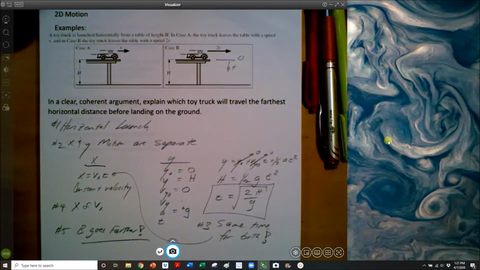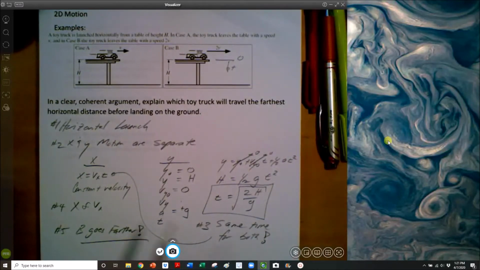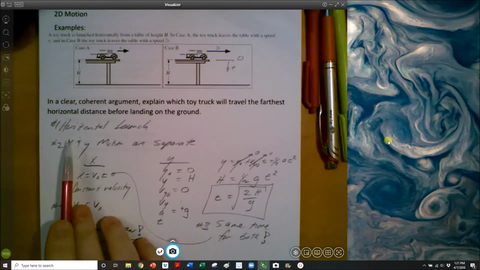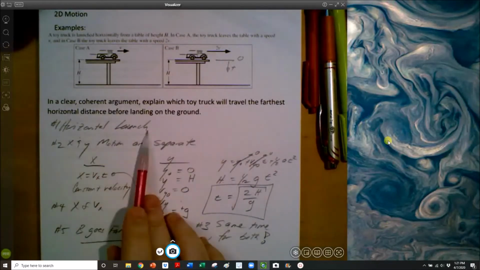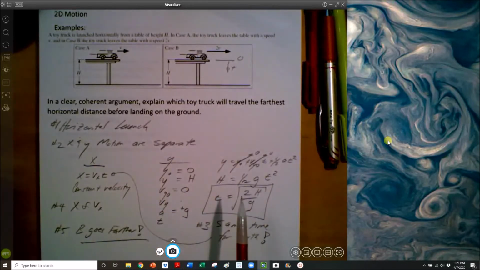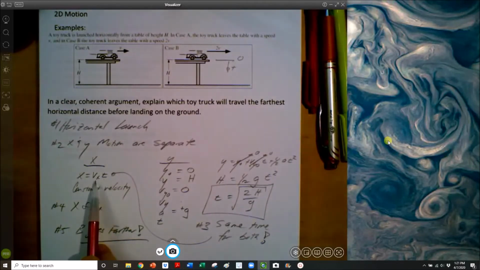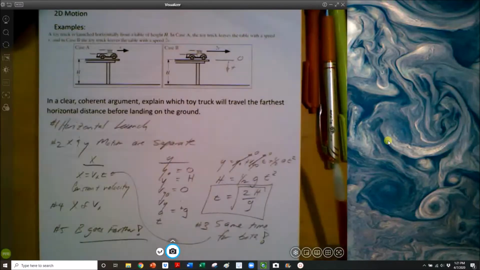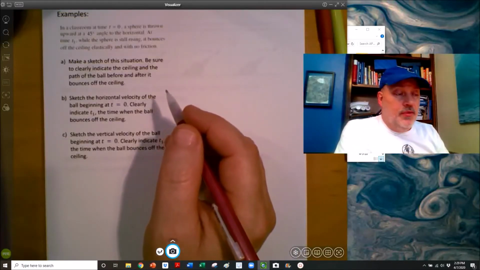Now it's not that hard, so all you have to do is go through these steps. You have to say the x and y motion are independent. This is a horizontal launch. Therefore, the time it takes for them to hit the ground will be the same. Since the time is the same, and one of them is traveling faster at a constant velocity, then B will have to go farther. And there you go. That's how you string that argument together. Let's take a look at our next problem.